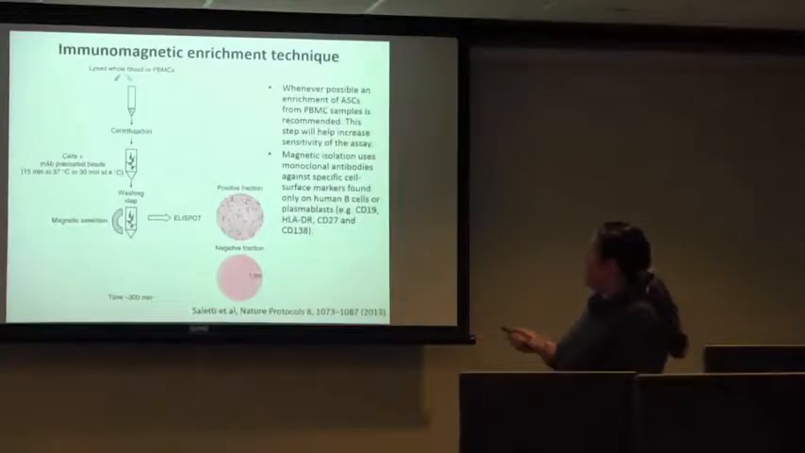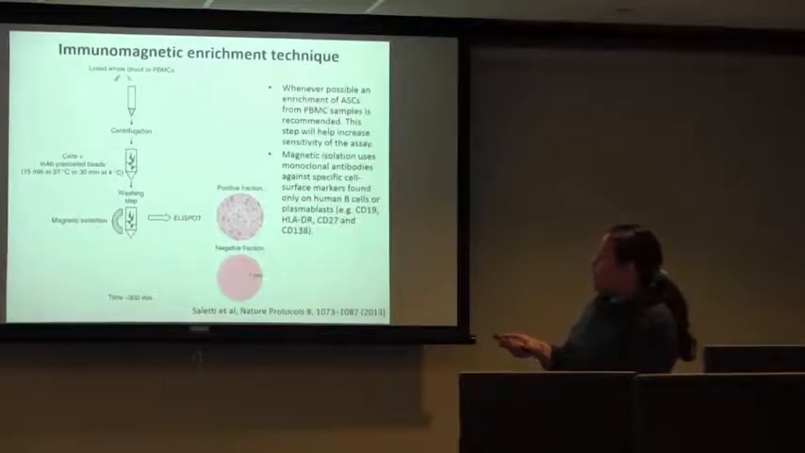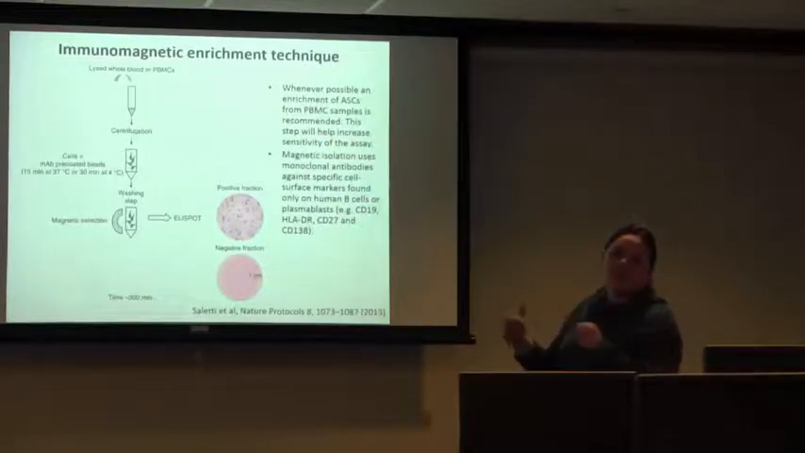So here's again a summary of what they did, where they are able to use lysed whole blood or PBMCs, and they use magnetic coated beads. In this case, they use CD19 and HLA-DR, which are highly expressed on B cells. As you can see here, the positive fraction is giving most of the IgG secreting cells, while the negative fraction basically doesn't have any spots. So by doing the enrichment, you help increase the sensitivity of the assay, because obviously you don't need to use as many cells per well.